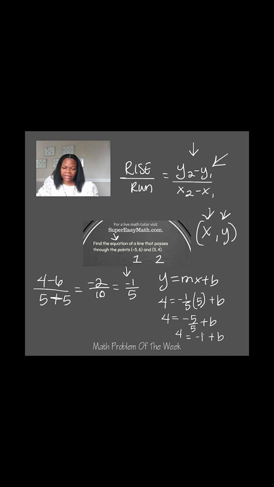Now I need to get that -1 over there, and that means I can add 1 to both sides, and I end up with 5 equals b. So this means my y-intercept has a value of 5. So now I know all of the parts that I need to write this equation, okay? So I'm going to write y equals, not m, I'm going to write the actual slope, -1/5 x plus 5. This is the answer to our question.